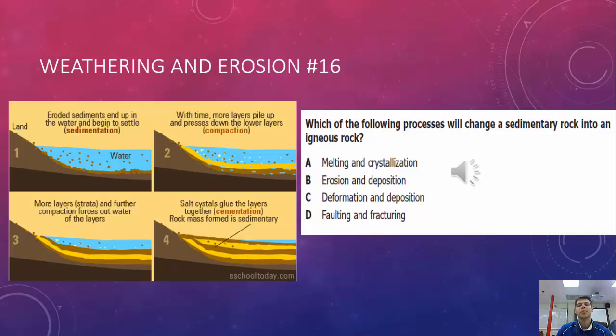All right, which of the following processes will change a sedimentary rock into an igneous rock? This is kind of a strange question. How do you get a sedimentary rock back to an igneous rock? And remember, igneous rocks are your original rocks that form from the cooling of magma and lava. So in order to make a sedimentary rock an igneous rock, you've got to melt it. And so our best answer here is A, melting and crystallization.